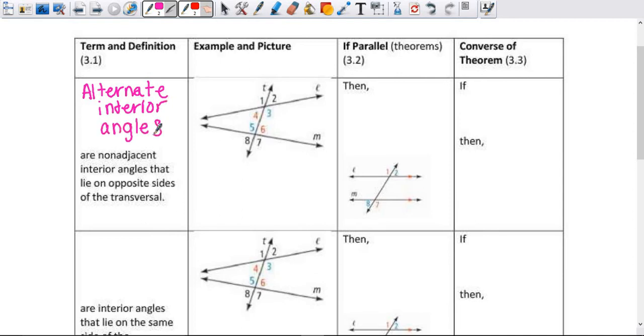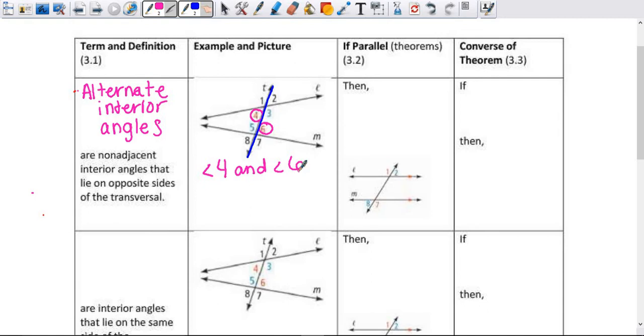So those are non-adjacent, so not next to each other. They're interior angles, and it even has it in the name, that lie on opposite sides of the transversal. So if you see that word alternate, that means we're going to lie on opposite sides of the transversal. So if we look at this picture, an example of some alternate interiors would be 4 and 6. Because here is my transversal right here. They're on opposite sides of it, but they're also not next to each other. They're kind of diagonal from each other, and that's what we want. So we will have angle 4 and angle 6 is an example of that.